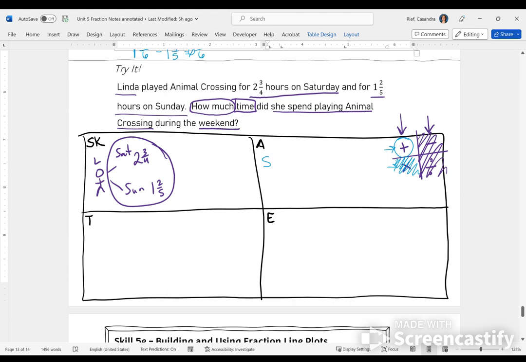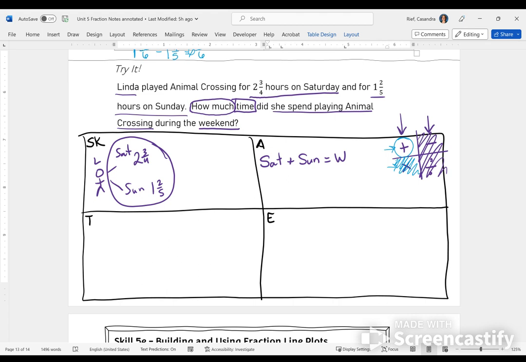We know I need to add the Saturday... Sorry, my computer is being glitchy. See if I can fix it. There we go. Let me try again. I know I need to add the Saturday time plus the Sunday time to equal the total amount for the weekend. Saturday plus Sunday equals weekend.